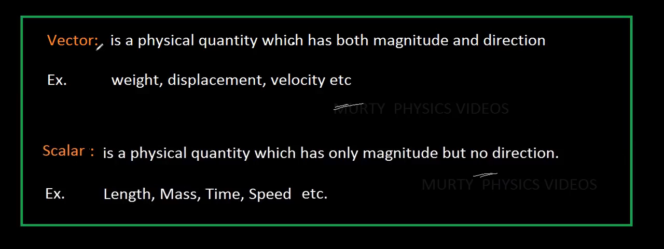Therefore, what is a vector? It is a physical quantity which has both magnitude and direction, that is called a vector. Examples are weight, displacement, velocity, etc. Scalar is a physical quantity which has only magnitude but no direction. Examples: length, mass, time, speed, etc. This is something about vector and scalar.